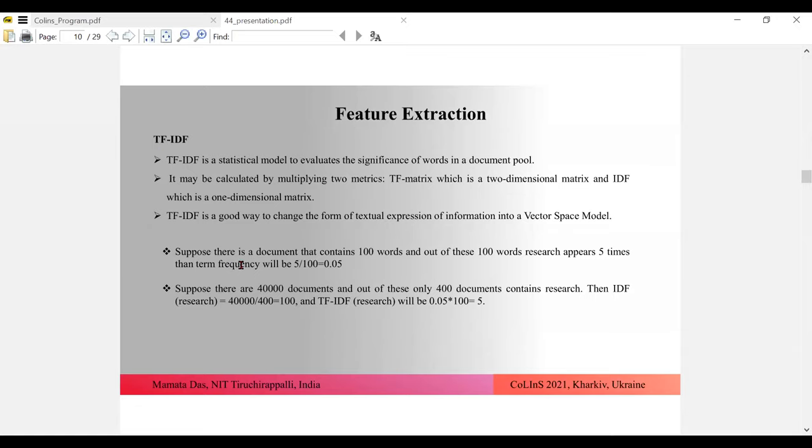Okay, so let's suppose we have a document containing 100 words. Out of these 100 words, if the word "research" appears five times, then the term frequency will be 5/100, that is 0.05. Suppose we have 40,000 documents, and out of these documents, 400 contain the word "research". So the IDF will be 40,000 divided by 400, that is 100. So we get the TF-IDF as 0.05 multiplied by 100, that is 5. So this is our TF-IDF.